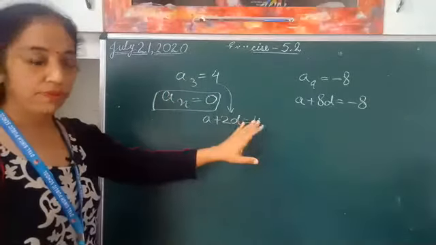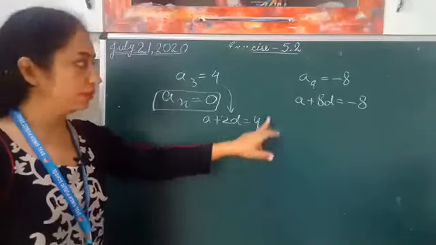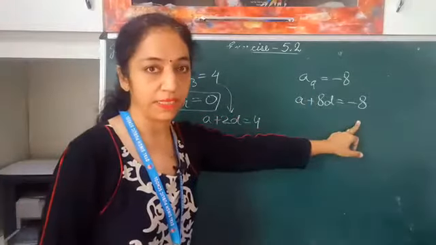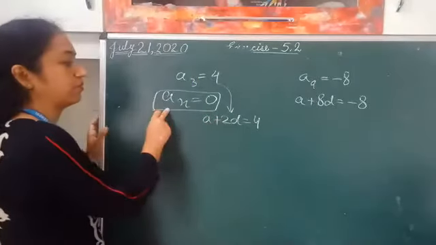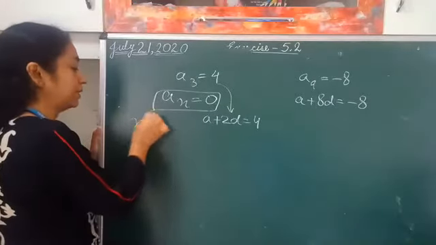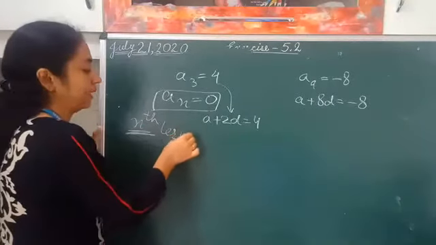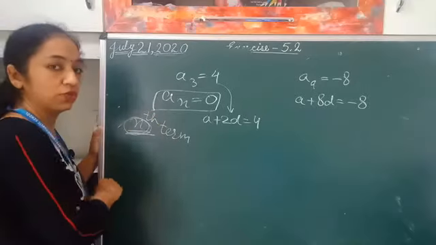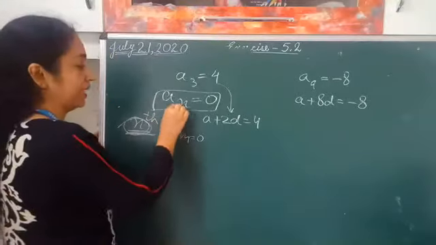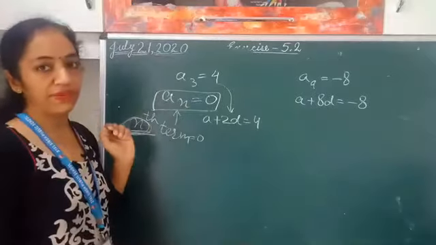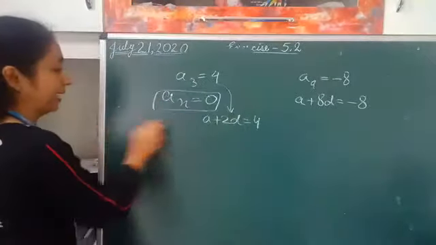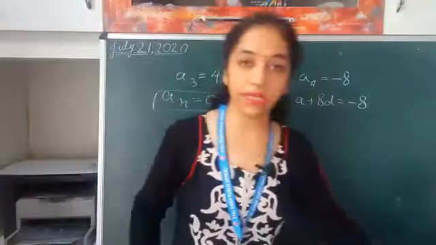Third term is 4, we have taken a plus 2d is 4. Ninth term is -8, means a plus 8d is -8. We have to find out which term of this AP is 0. We have assumed nth term, let nth term हमने assume किया है n. So we have to find out the value of n. Let nth term is 0, means an is 0 given to us, and we will find out the value of n. Before that we will find out the value of a and d.